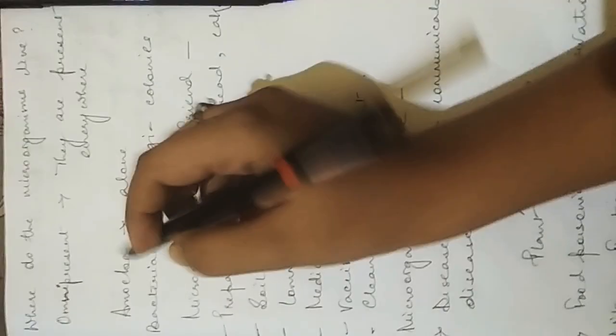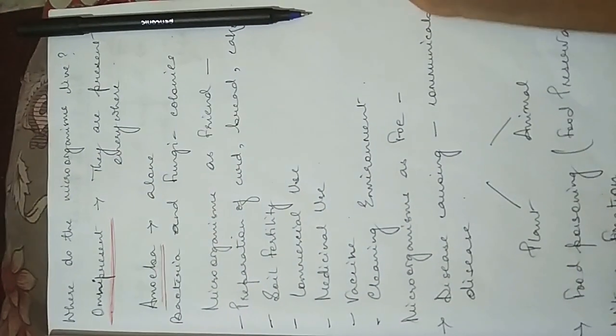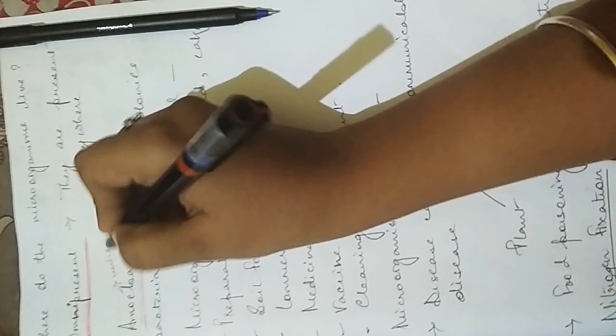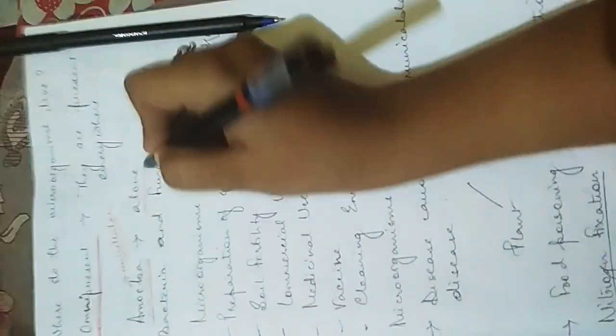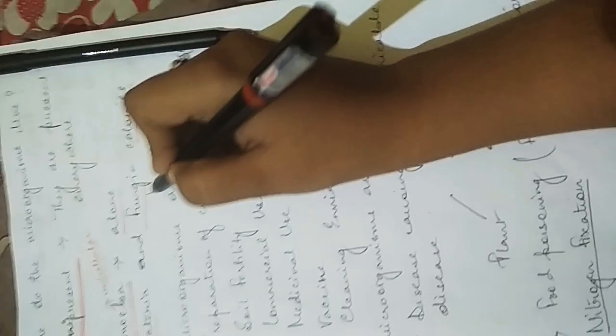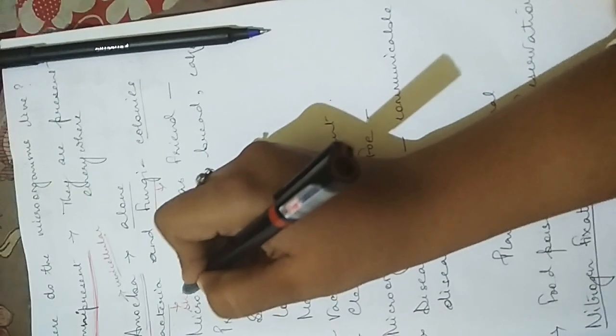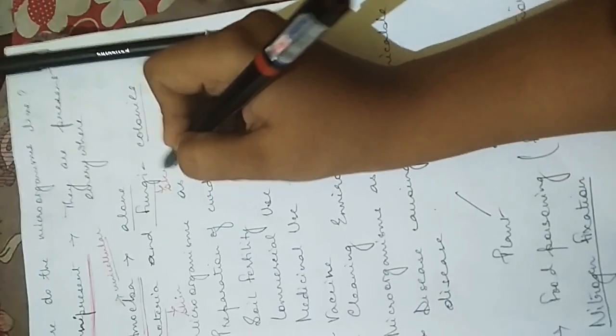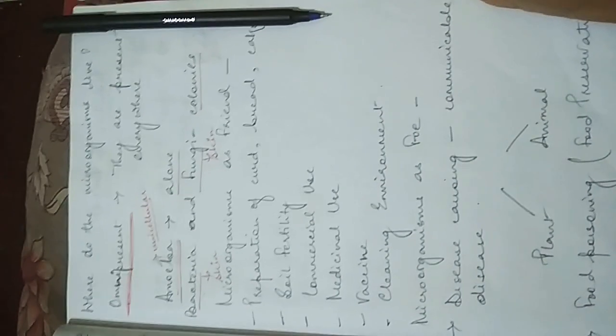Next, we come to the topic of where microorganisms live. Microorganisms are omnipresent. Omnipresent means they are present everywhere, on every surface, inside the human body, on human skin also. Amoeba is a type of microorganism. It's a unicellular microorganism, which is found only alone. Whereas bacteria and fungi are found in colonies, and you can easily find them on skin. They are responsible for your skin infections and skin diseases.